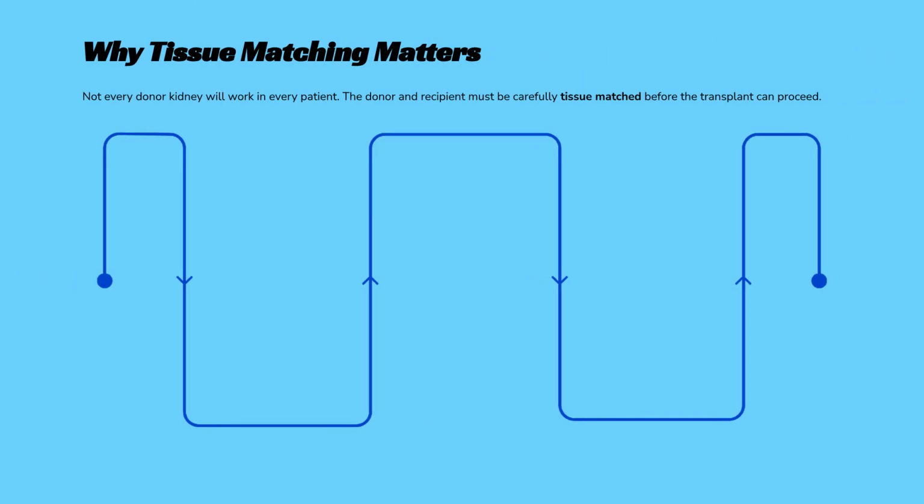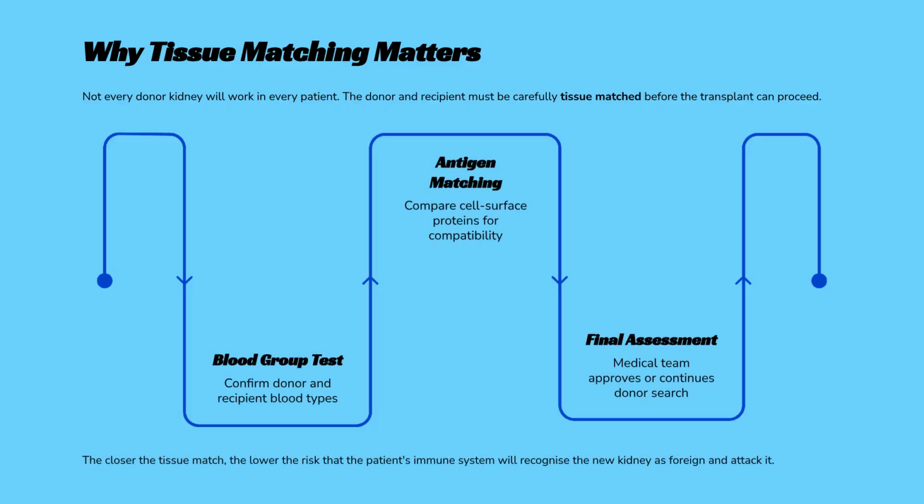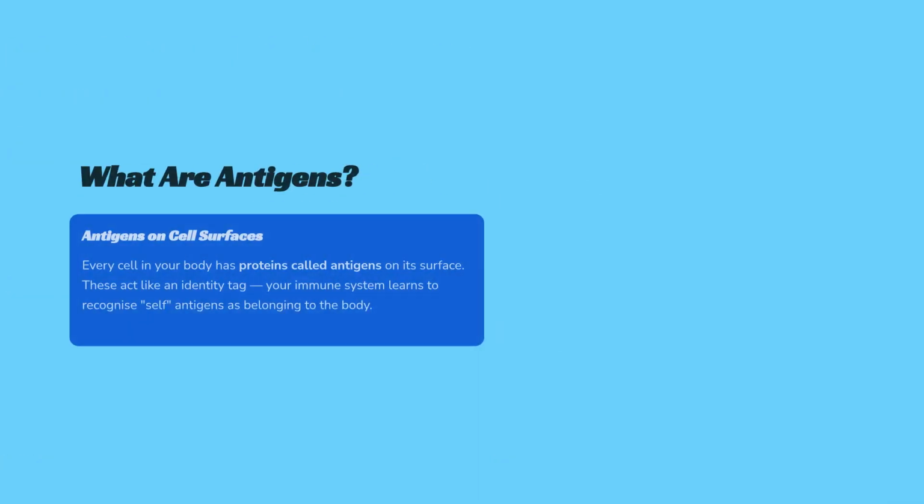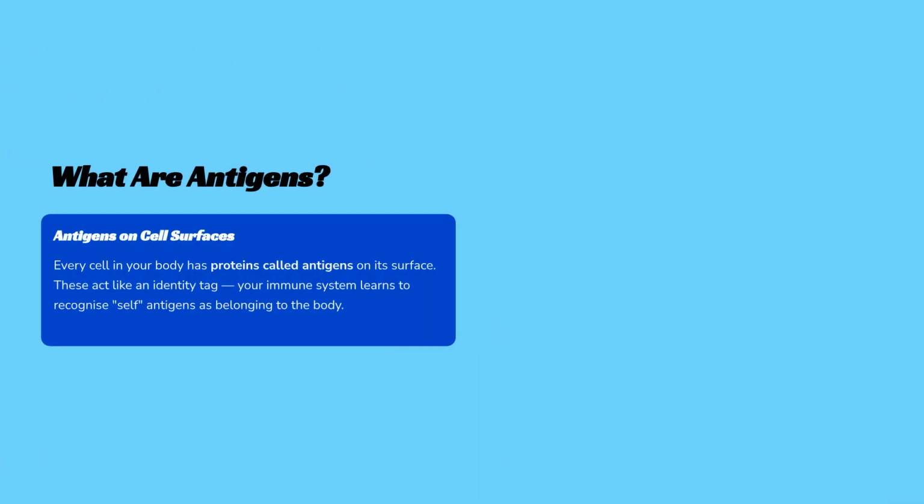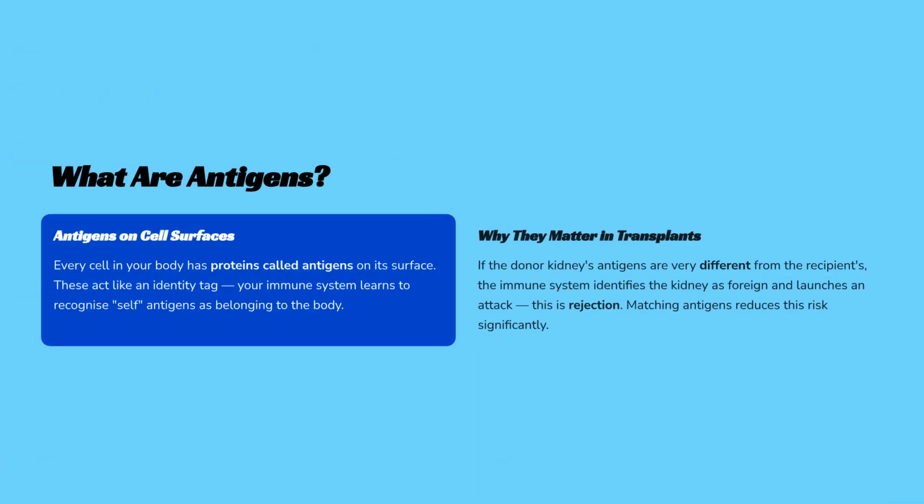Tissue matching is vital to prevent rejection. The process involves blood group testing and antigen matching to check cell surface compatibility. A closer match means a lower risk of the immune system attacking the new organ. Antigens are proteins on cell surfaces acting as identity tags. If donor antigens differ significantly from the recipient's, the immune system recognizes the kidney as foreign, leading to rejection.